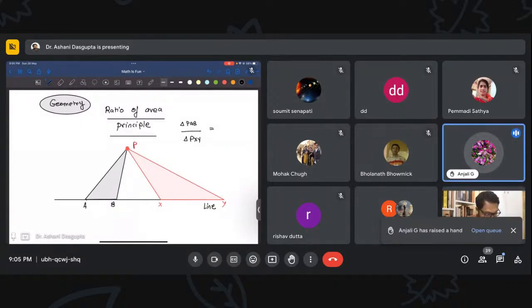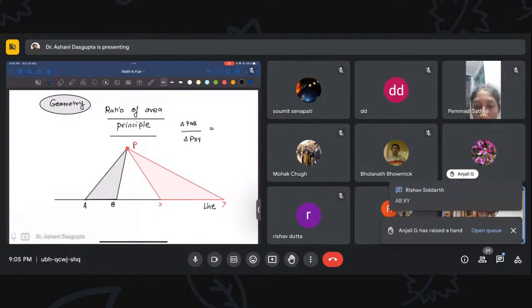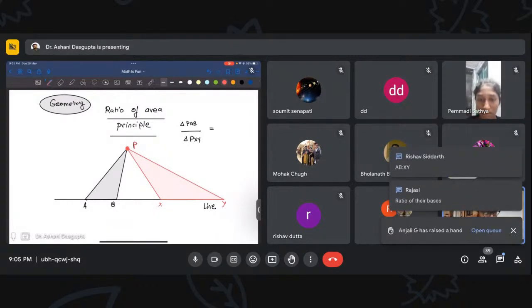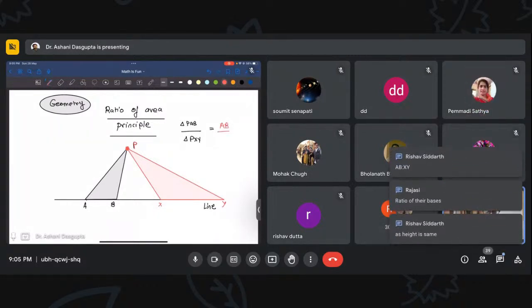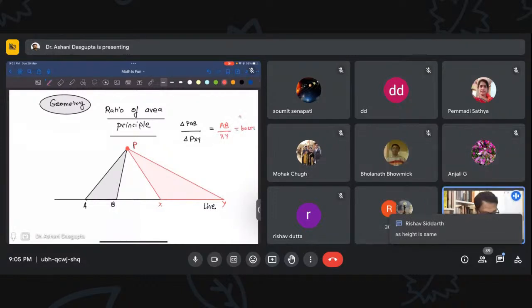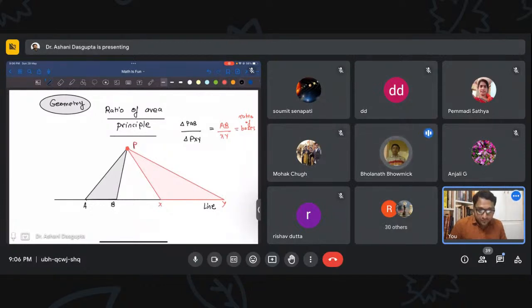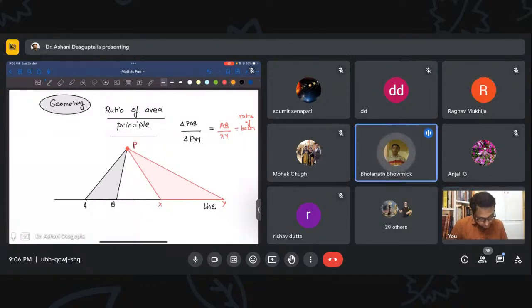Sir, is it AB is to XY? Excellent, Anjali. You are right. It's AB is to XY, which is the ratio of their bases. Ratio of bases. And if some of you are not sure why it is true, it is because the perpendicular drawn from P will remain the same, sir. So it just remains the ratio of the bases, sir.